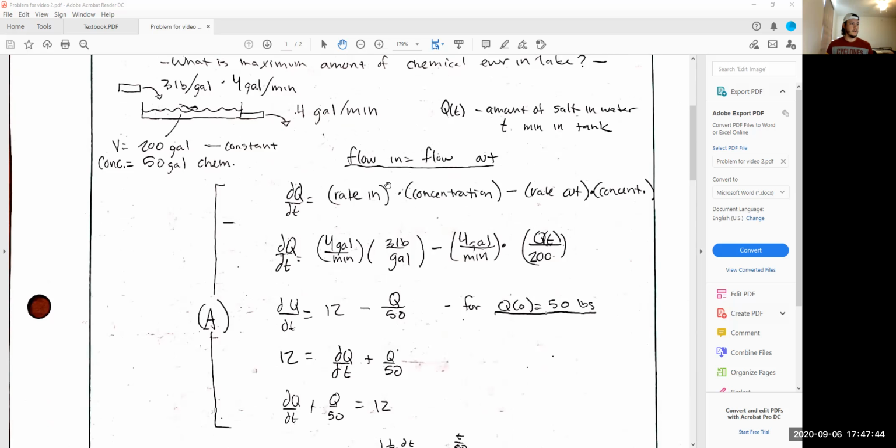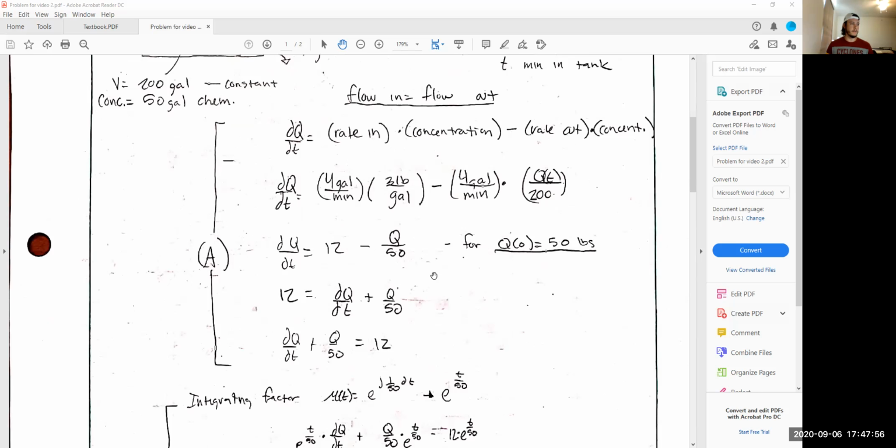So I've defined here, based on the formulas given in the notes and the textbook, and also supplemental videos, that the rate of change is the rate in times concentration in minus the rate out times the concentration out. We know 3 of the 4 of these off the bat: the rate in and concentration in, and then the rate out. We need the concentration out in order to find the maximum amount of chemicals at any given time t. So that is what we're attempting to solve through our differential integration strategies.